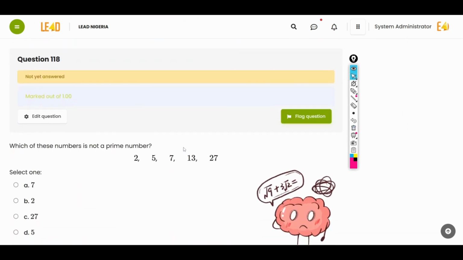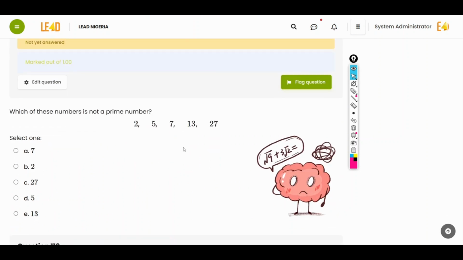Okay, 118 says, which of these numbers is not a prime number? Which of these numbers is not a prime number?